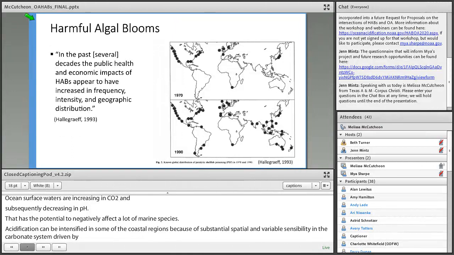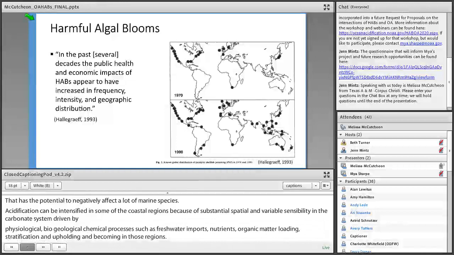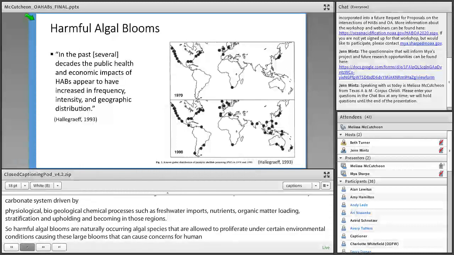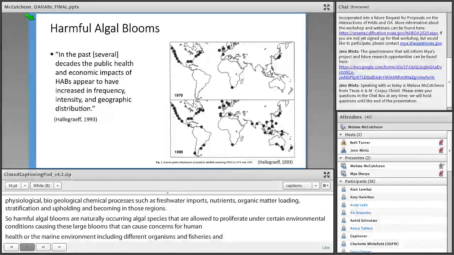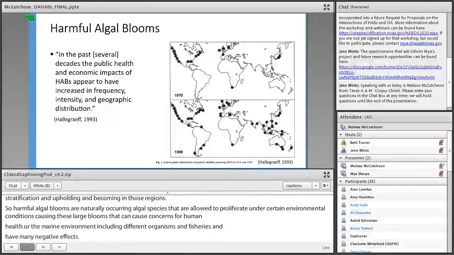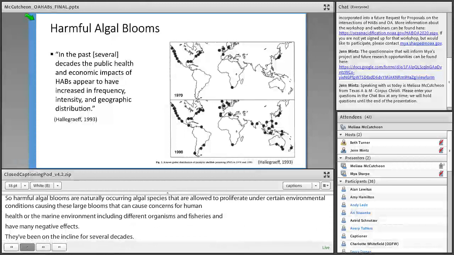And so harmful algal blooms are basically naturally occurring algal species that are allowed to proliferate under certain environmental conditions, causing these large blooms that can cause concerns for human health or the marine environment, including different organisms and fisheries, and can have many negative effects. And so they've been on the incline for several decades. Looking at this paper from the early 90s, you can see that they were already saying at this point that HABs have increased in frequency, intensity, and geographic distribution for the last couple of decades.